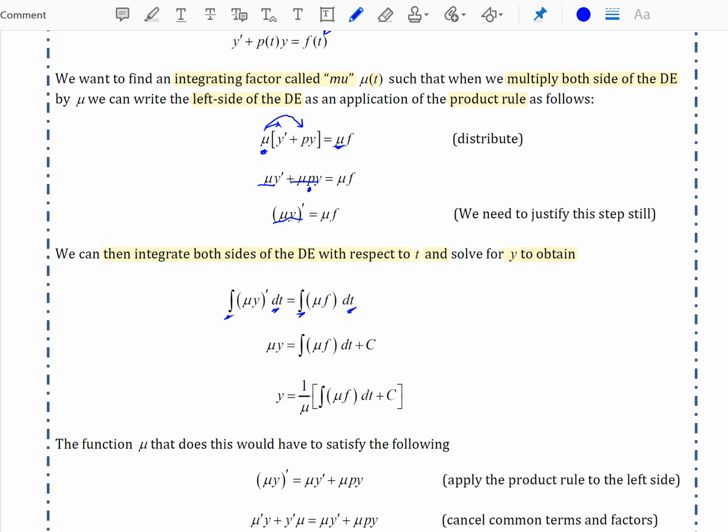Of course, on the left-hand side, the integral of the derivative will cancel, just leaving mu y. And I can't really expand on the right-hand side further at this time because I don't know what mu and f are, so it's hard to determine what the antiderivatives are going to be at this point. But they will be integrable. And then we'll solve for y by dividing both sides by mu. This will give y as a function of t. Now, I do not want you to remember this formula per se, but remember this series of steps that we use.